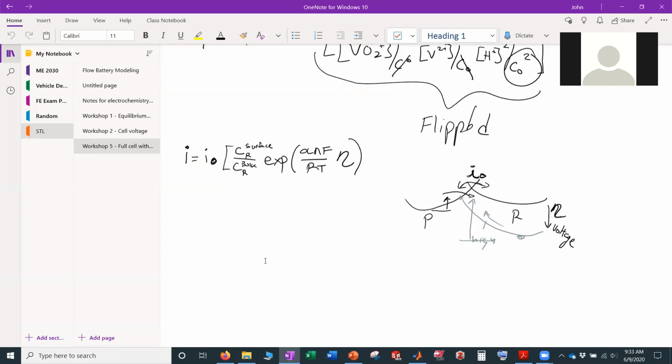So that's how much you change that voltage. And that's going to be minus the concentration of your product on the surface over the concentration of your product in bulk times your exponent of (1 minus alpha) nF over RT times, this is still an exponent, times eta. All right, so this is your forward reaction. So this is forward. This is your reverse reaction.